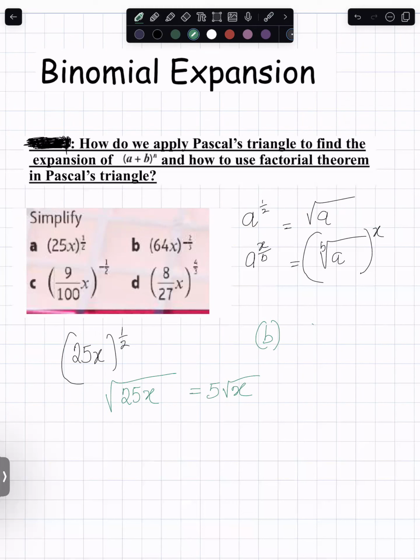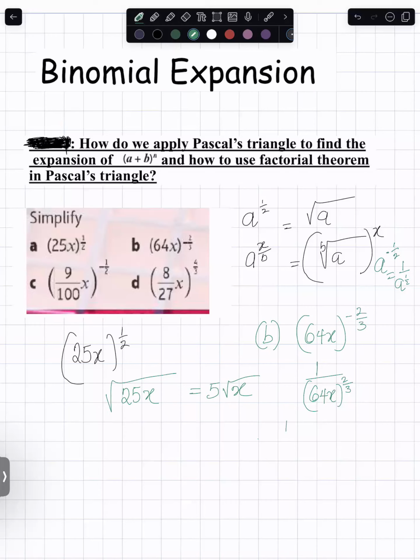So we have (64x) raised to the power of -2/3. Our law says if a is raised to the power of -1/2, it's going to be the inverse of a raised to the power of half. This is what we are applying here. I will have 1 over (64x) raised to 2/3. When you have a negative index, it means the inverse of whatever you're given.